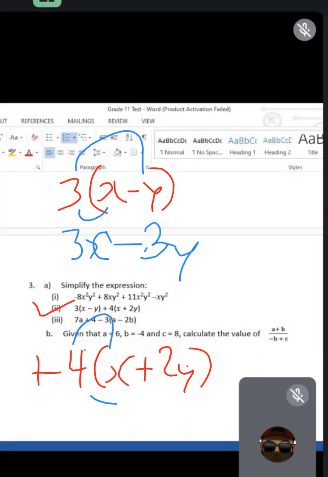4 times x, and then 4 times 2y. That will give us 4x. 4 times 2 is 8, so we'll have 8y. Right? So if we put them side by side, we're going to have 3x minus 3y plus 4x plus 8y, right? So let us see what happens in the next part of this.